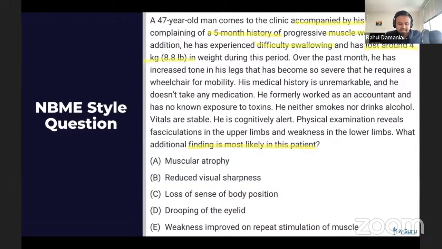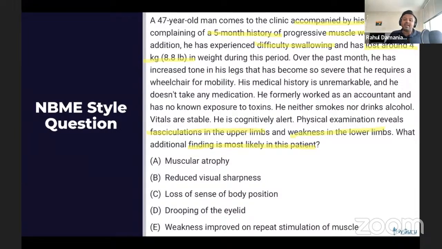Over the past month, he has increased tone in his legs, and that has become so severe that he needs a wheelchair for mobility. His medical history is unremarkable, and he does not take any medications. He formerly worked as an accountant and has no known exposures to toxins. He neither smokes nor drinks. Vital signs are stable. He's cognitively alert. Physical exam reveals fasciculations in the upper limbs and weakness in the lower limbs.